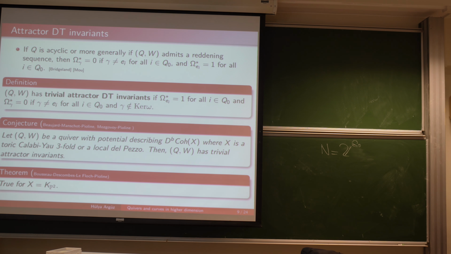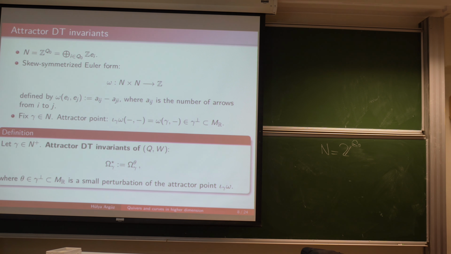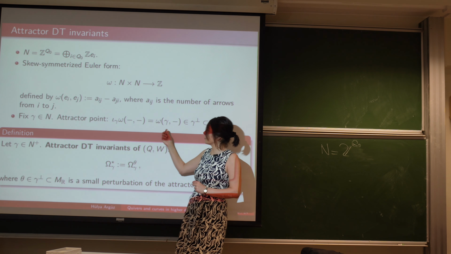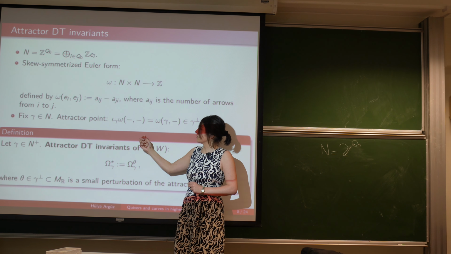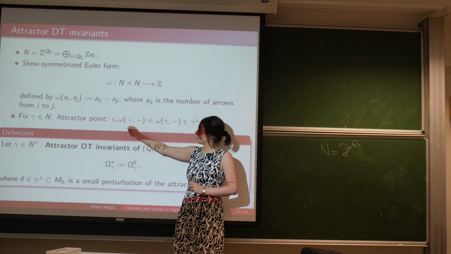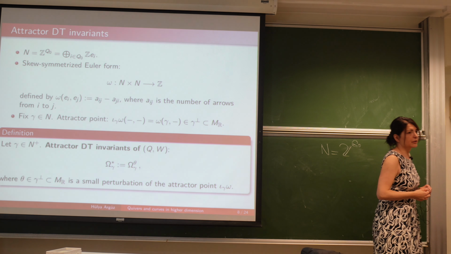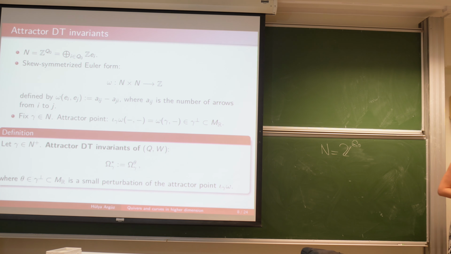Sorry, just to be sure about the definition. So attractor DT invariant just means DT invariant of a specific special type of point. That's correct, yes. Attractor DT invariants just mean DT invariants for a fixed dimension vector gamma and stability parameter theta, where you take your theta to be this very particular point defined by contracting your omega along gamma.